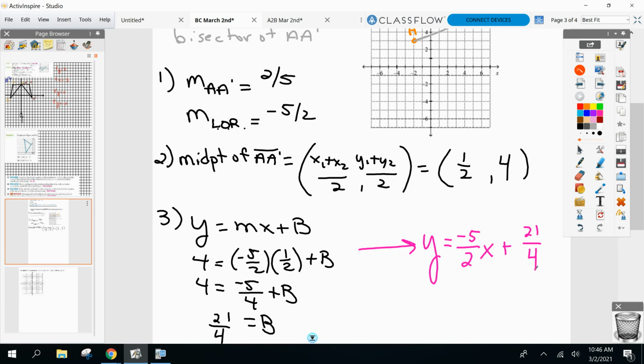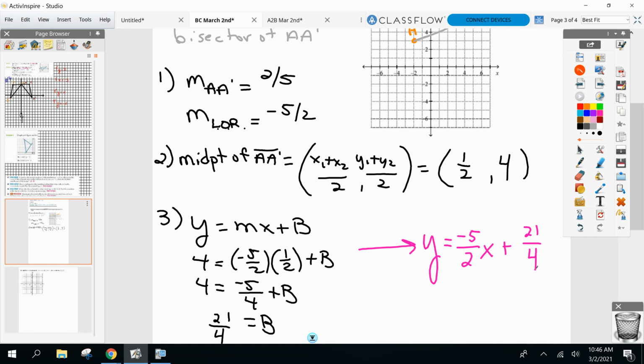If you just want to rephrase the question, did I ask for the line of reflection? You could also just write, find the perpendicular bisector for AA prime. It's the same question. Anybody, because the next one's a lot tougher. I know, how can it get any tougher? Anybody want to ask questions?